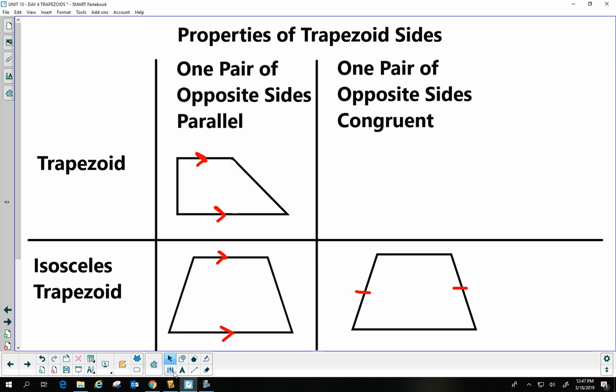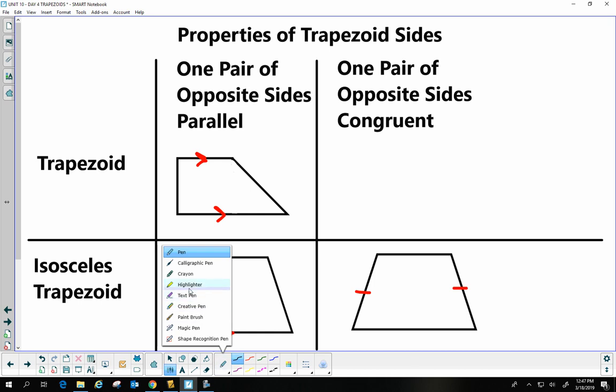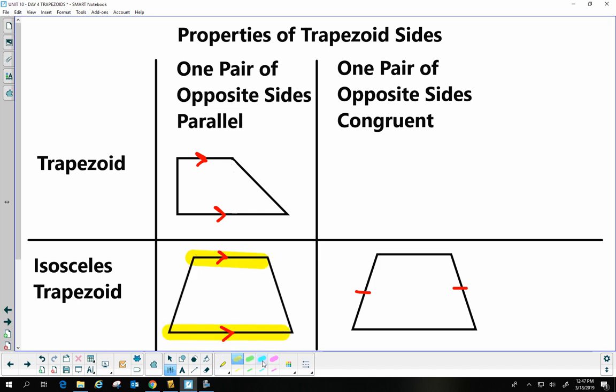So in a trapezoid, these sides that are parallel we call bases, and the sides that are not parallel we call legs. So the legs in an isosceles trapezoid are congruent, much like the legs in an isosceles triangle.